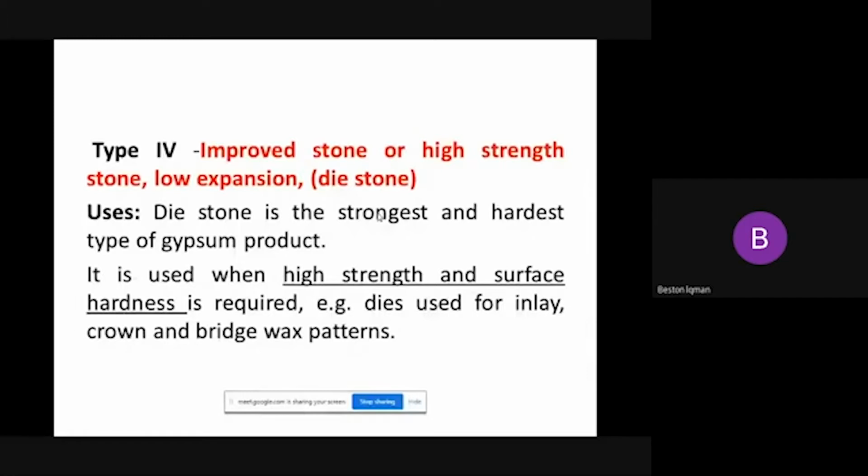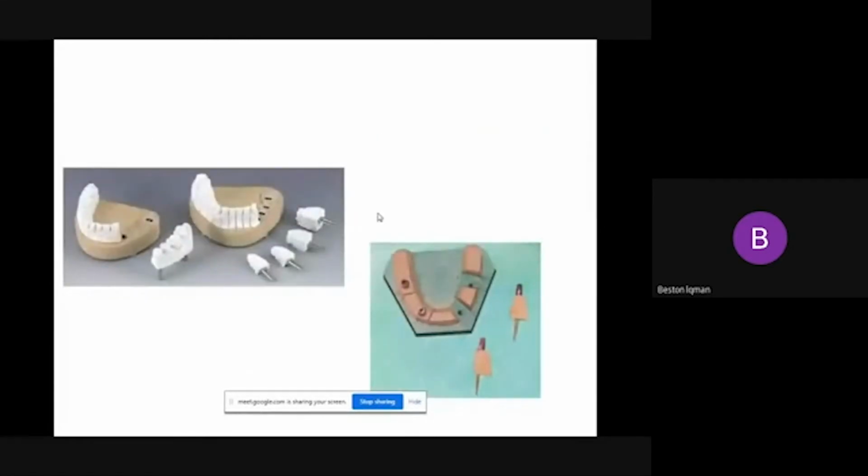The most important thing: type 4, we have Dyestone. It's the hardest and strongest one. Dyestone, as I showed here, is a single tooth preparation for the purpose of creation of the crown and bridge. Guys, look, a single tooth you can remove easily and insert it to the cast. That's why we need the special type of stone. It must be hard and strong in order to prevent fracture or breakage during insertion and removal.